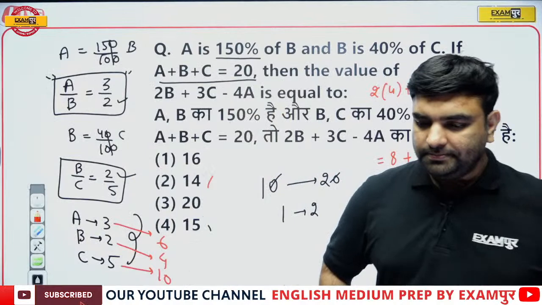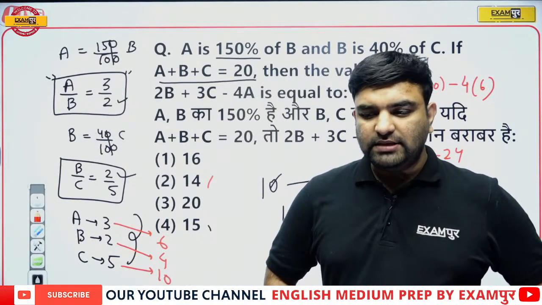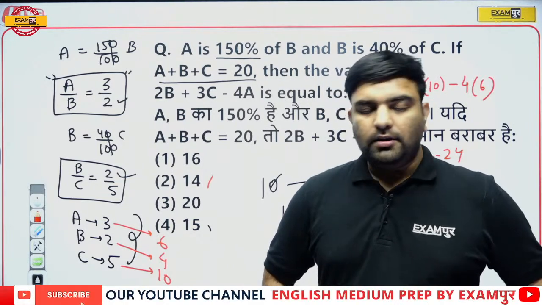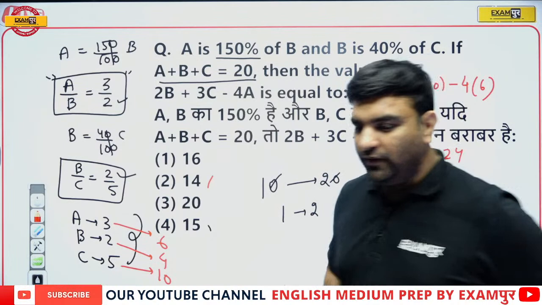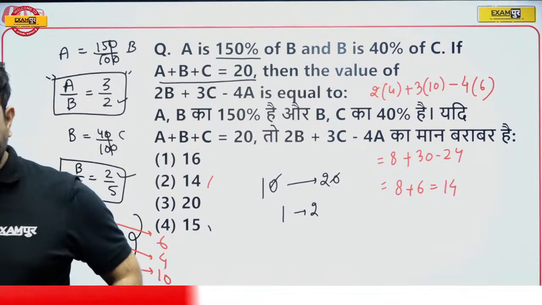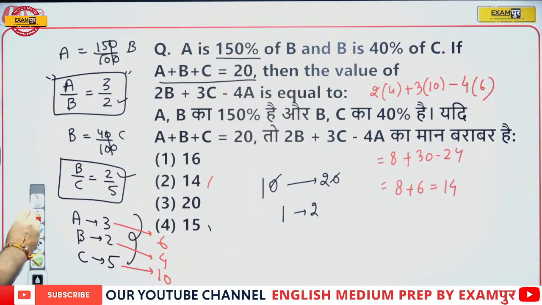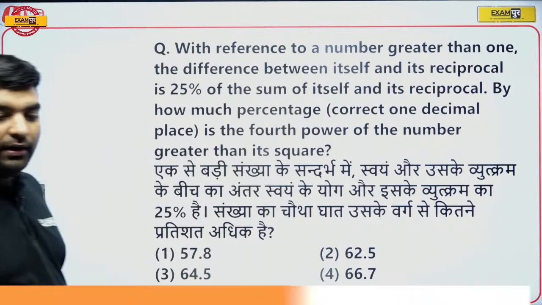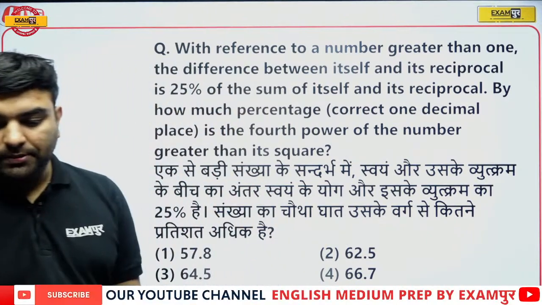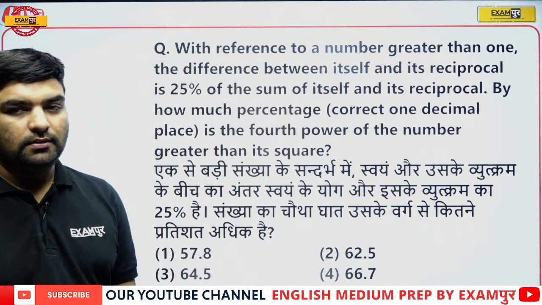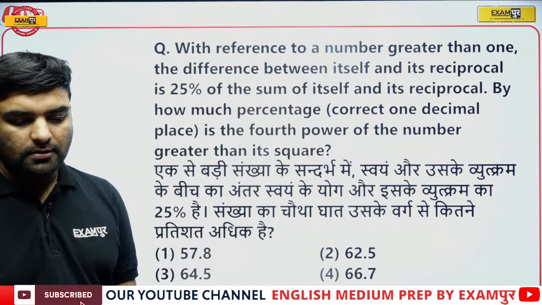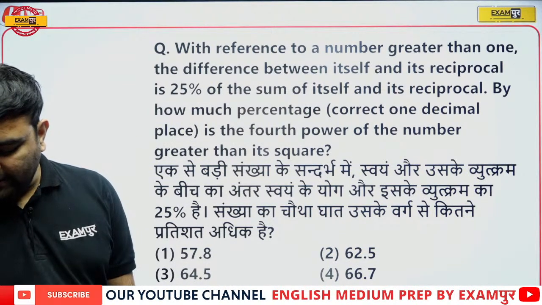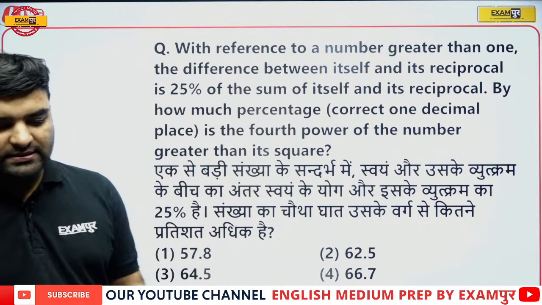Okay. So the actual value of A was 6, the actual value of B was 4, and the actual value of C was 10. Now putting their values, we get to know the value of 2B plus 3C minus 4A. It's a very quality question. Just watch it once and then see it.